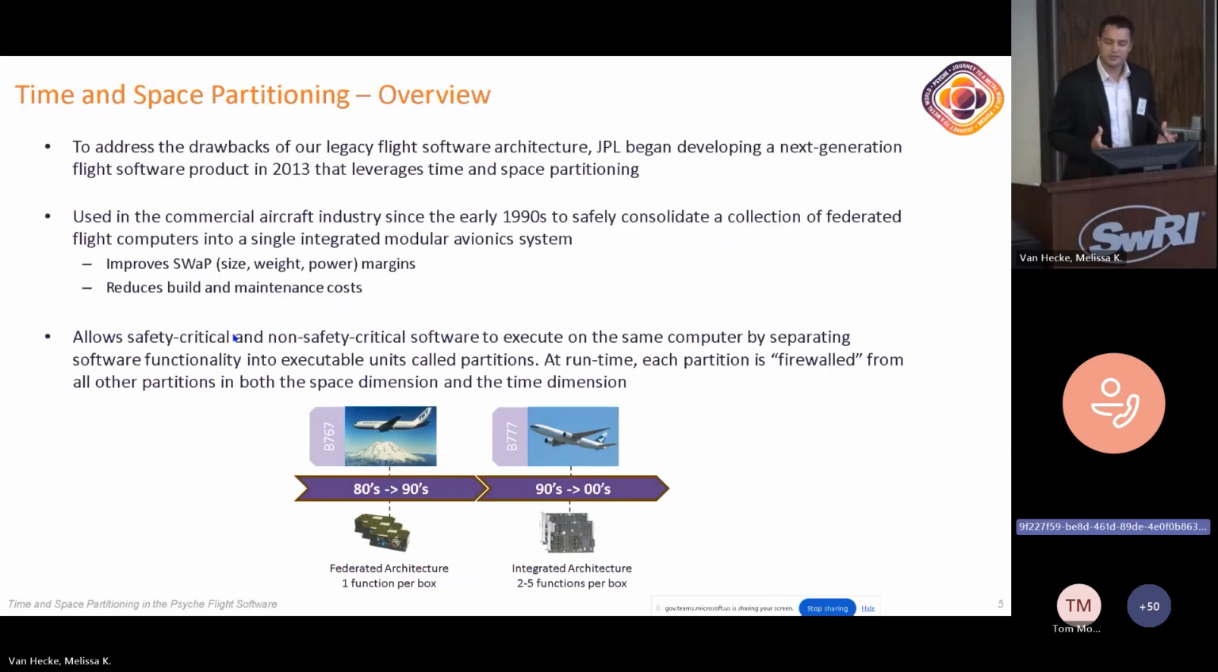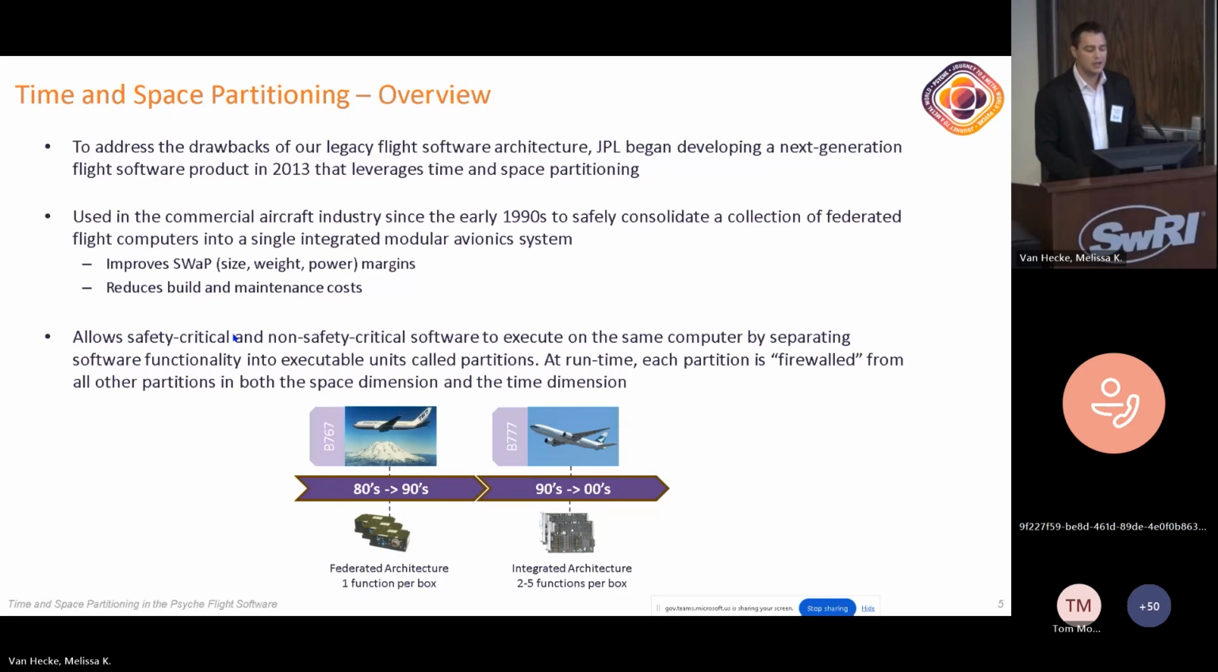So to address these drawbacks, JPL started working on a next generation flight software architecture for our large scale missions. Started back in 2013, and it leverages a technology called time and space partitioning. I'm sure a lot of us here are familiar with that. But that was used in the aircraft industry starting around the 1990s, and it allows you to take computers that were spread across the system, small computers for multiple functions, sort of a federated system, and consolidate that into a single avionics box called an integrated modular avionics.